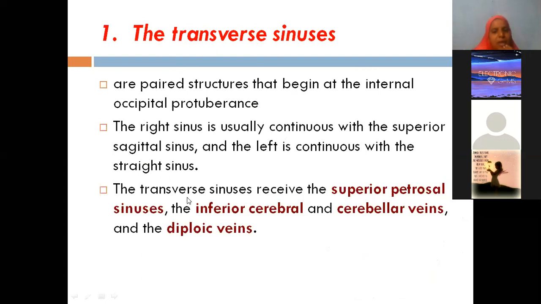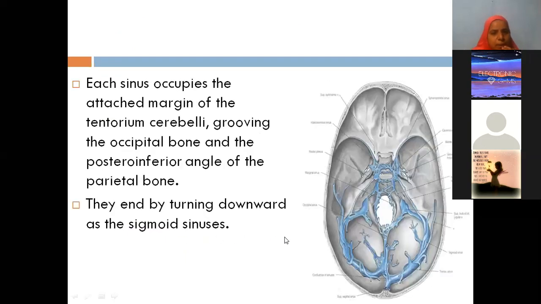So transverse sinus is not only receiving superior sagittal sinus and straight sinus. They also receive the venous blood from superior petrosal sinus, inferior cerebral vein, cerebellar veins, and also diploic veins. We will see these veins as we proceed. So this is right transverse sinus, then this is left transverse sinus. This whole area will be occupied by a tent, as though a tent is kept over there.